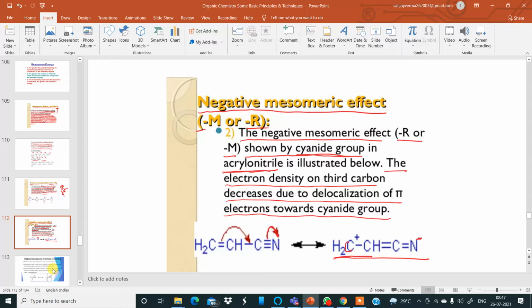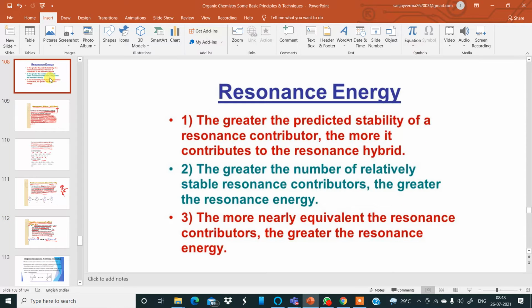Okay, remember mesomeric effect. It is a permanent effect involving the transfer of electrons which are being relayed through pi electrons or multiple bonds in a chain of carbon atoms, conjugation in a molecule, and that is called mesomeric effect. Okay, now let me come back to resonance energy before going further.